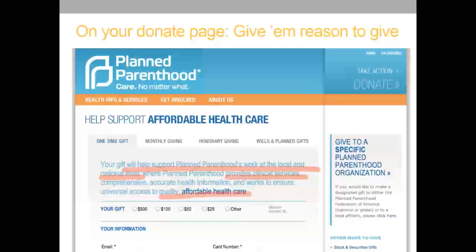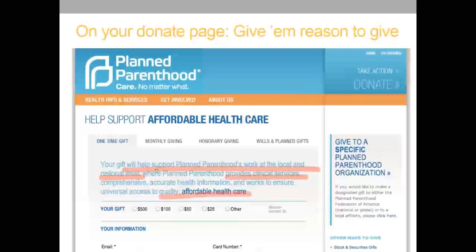A lot of small nonprofits don't really have things like wills and planned gifts, and that's okay. You can just stick with what you offer. But here's what I want to direct your attention to, and that is this copy over here. Basically, with these 4 sentences, Planned Parenthood is telling you why you should give. Now, could this copy be reworked? Could it be clearer? Could it be shorter?